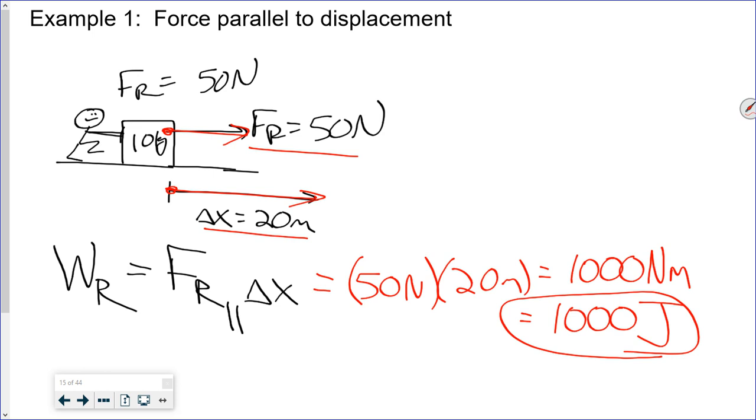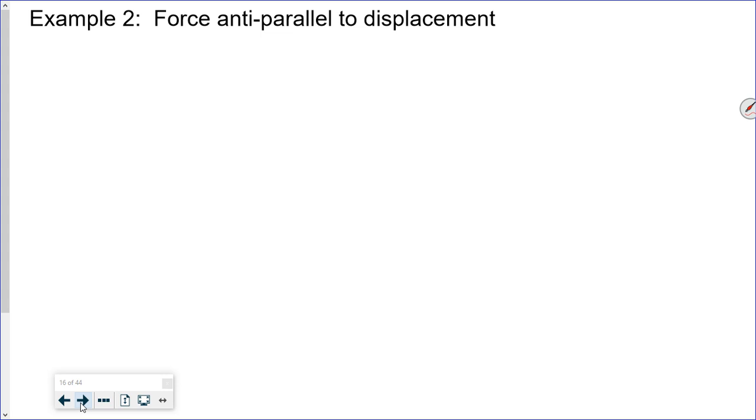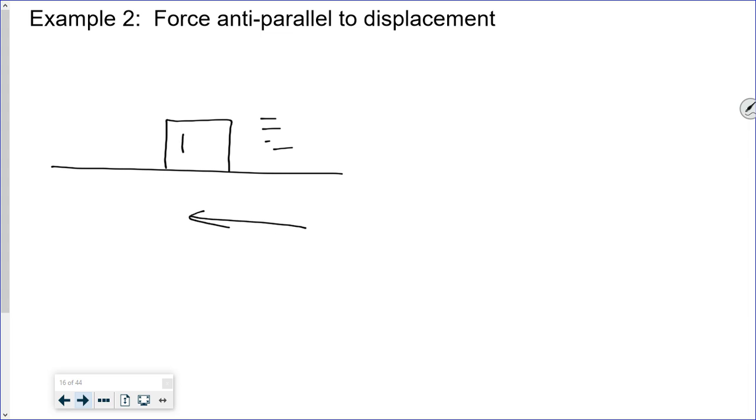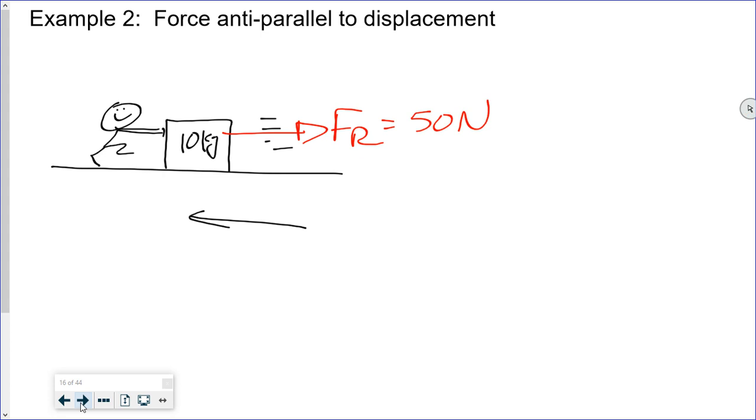Okay, example number 2. What if instead the box is sliding towards Roy? Still 10 kilograms, and Roy decides he wants to stop it. Here's Roy's force. What did I have before? 50 newtons. Let's suppose that it slides this way through a displacement of, oh sorry, 20 meters is what I did before. We'll use the same numbers, 20 meters, and let's calculate the work done by Roy.